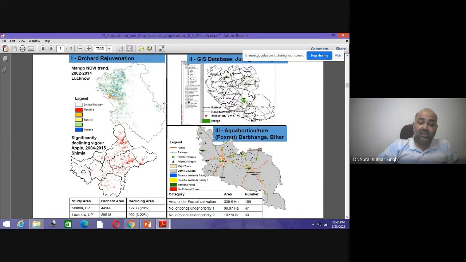So you can see that using this satellite-based observation, we can map the entire trend. What is the trend in the area? Whether there is a positive change or whether there is a negative change. So we have taken the NDVI trend. We have calculated the NDVI from the year 2000 to 2004, and then we have taken out the positive change, neutral change, and the negative changes.